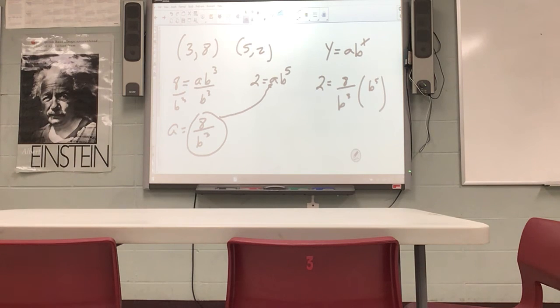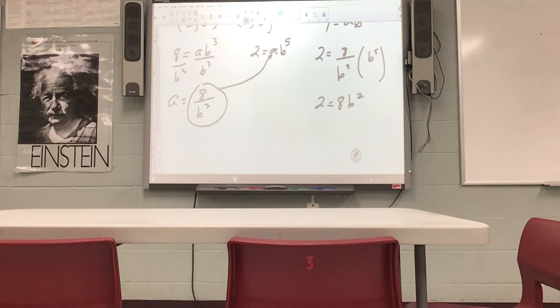And remember there, your B's are always going to reduce. So what does B to the fifth over B cubed reduce to? B squared, very good. So 2 equals 8B squared. Okay, we're going to have a fraction or a decimal here, aren't we? Because we've got to divide by 8, right? So 2 divided by 8, I'm going to leave that as 1/4. Even though it's a fraction, 1/4 is a perfect square. Because I'm going to undo that squared now by square rooting. When you square root a fraction, you square root the top and the bottom. So what's the square root of 1/4? 1/2. So there's our B.